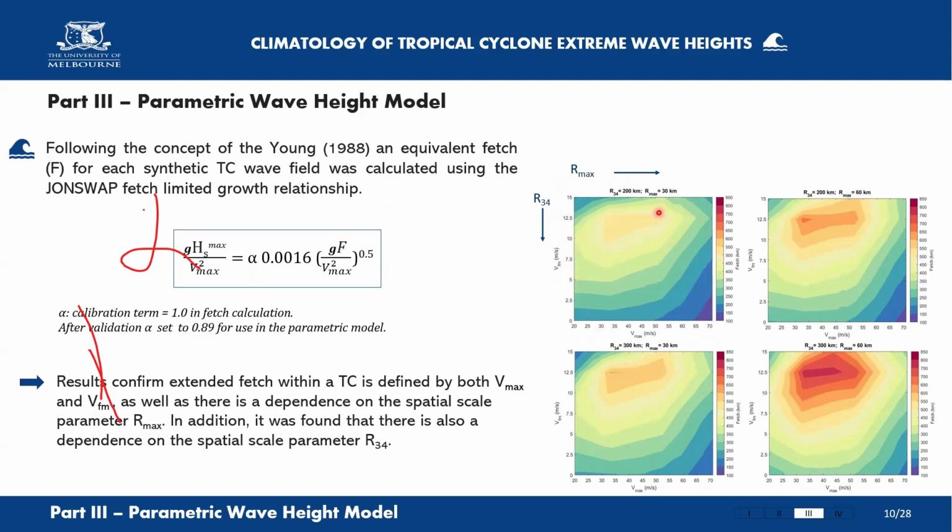We can see that the largest fetches are related to VFM between 10 and 12.5 meters per second, and Vmax between 30 and 55 meters per second. We have the Rmax increasing from the left to the right, and R34 increasing in these panels from the top to the bottom. We can see that when we increase the Rmax and R34, the fetch also increases.